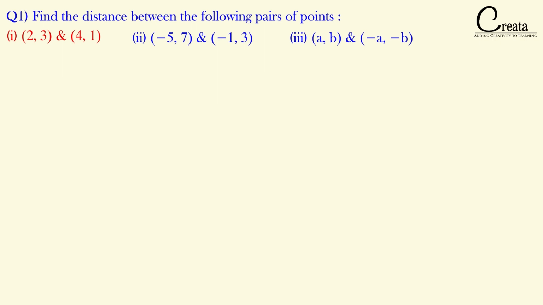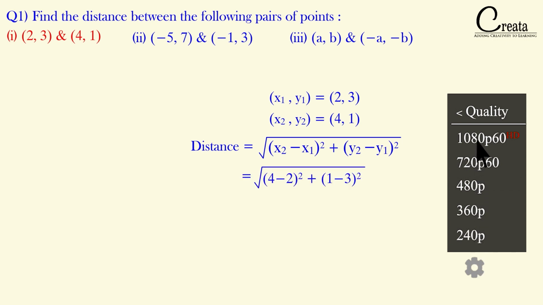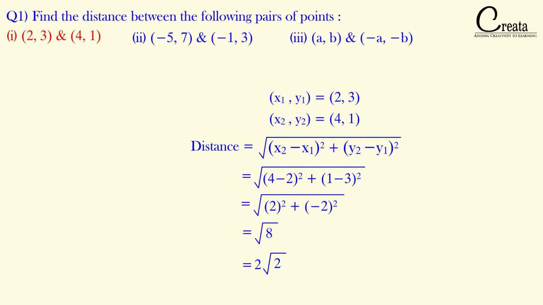Here if we take x1, y1 as (2, 3) and x2, y2 as (4, 1), we can directly apply our distance formula, that is root of (x2 minus x1) whole square plus (y2 minus y1) whole square. Simply we have to just put the values. On putting the values, we got the answer of our first question as 2 root 2. Got it? Let's jump to the second question.